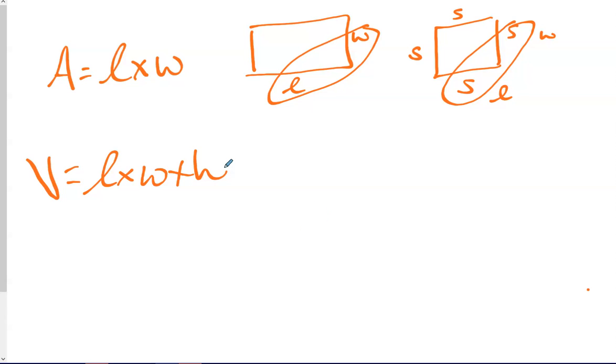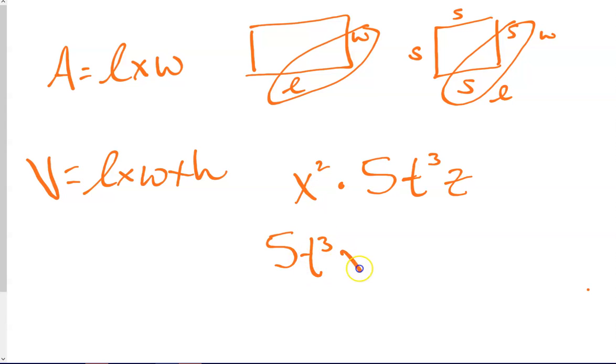When we write our answers, our coefficient is always first, and then our letters go in alphabetical order. So if I had x squared times 5, t cubed times z, something like that, the way I should actually write this is my 5 should come first, and then my variables should go in alphabetical order. So t should come first, then x, and then z. That's just how we write our answers. So keep that in mind when you work through your assignment.